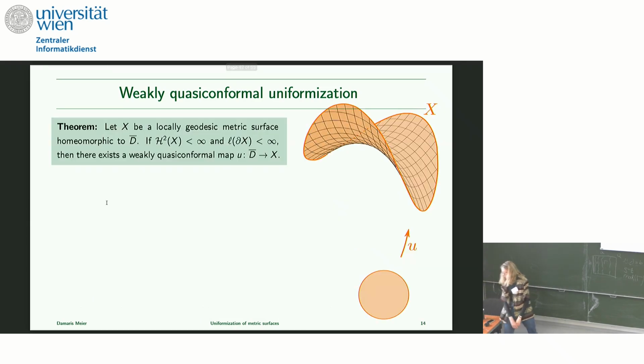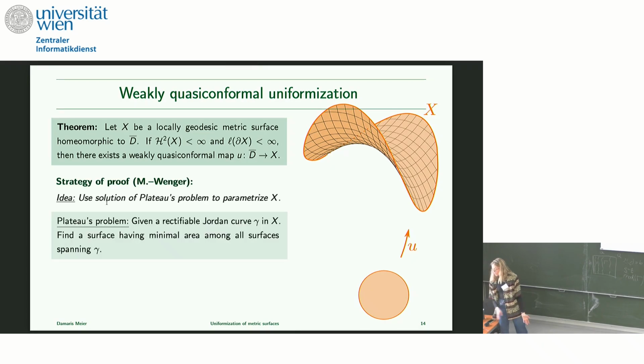I will state the theorem in the case of the disk. We have a locally geodesic metric surface, which is homeomorphic to the closed unit disk. If we assume that the Hausdorff measure is finite and the boundary length is finite, then we find such a nice parametrization. The strategy of proof, in our setting, is to use the solution of Plateau's problem. Plateau's problem is as follows. We are given a rectifiable Jordan curve in some space, and we want to find the surface that spans this curve, which has minimal area among all such surfaces.